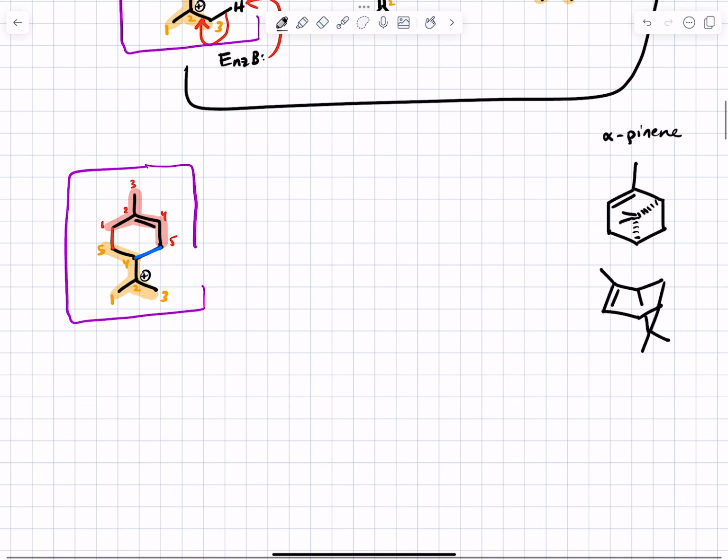It's an alkene hydrocarbon nonpolar molecule that you can isolate from the oil of a pine tree. And it's available from this precursor. So let's see if we can identify the isoprene units in alpha pinene.